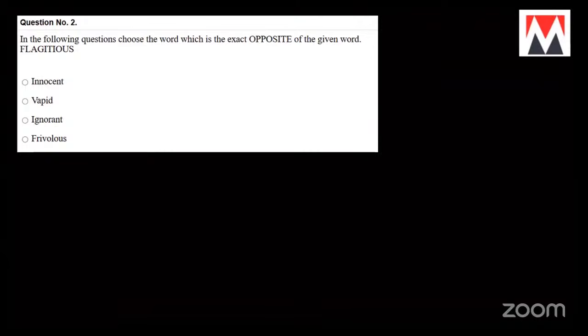Flagitious is nothing but having criminal thoughts. So vapid, ignorant, frivolous, these are not directly related. The exact word is innocent. Either having a criminal thought or innocent. So opposite is innocent.